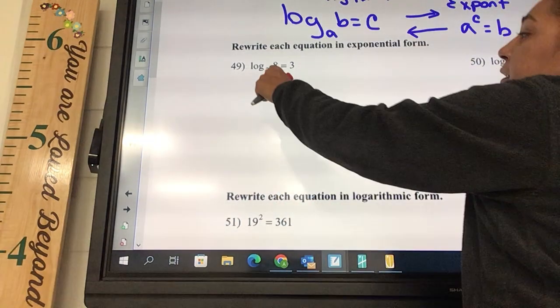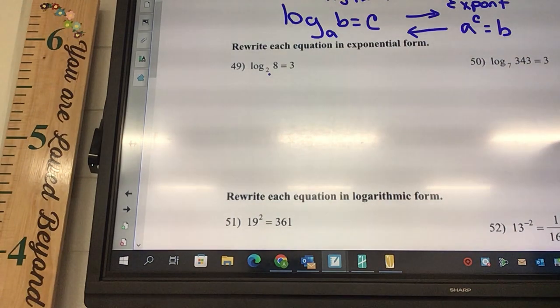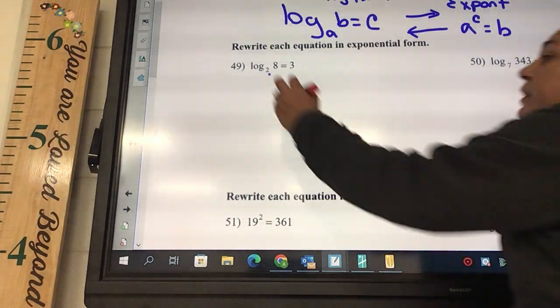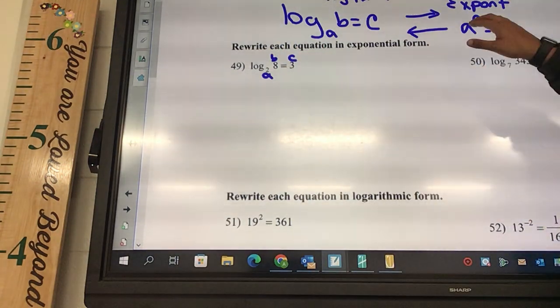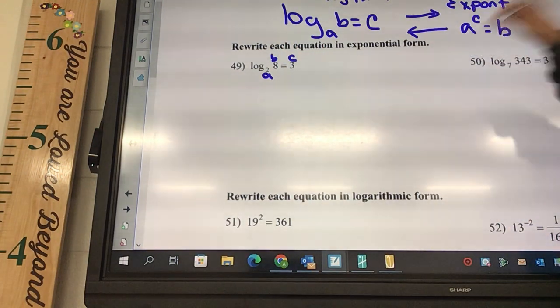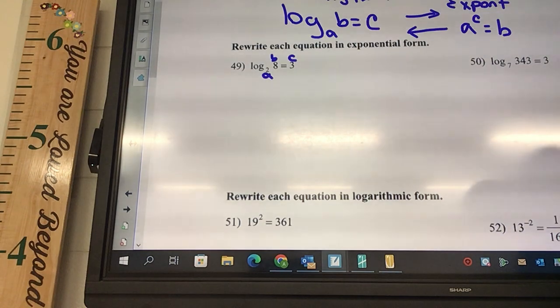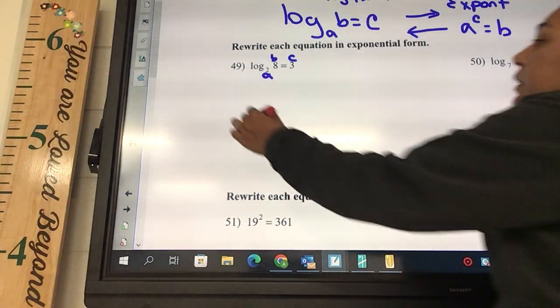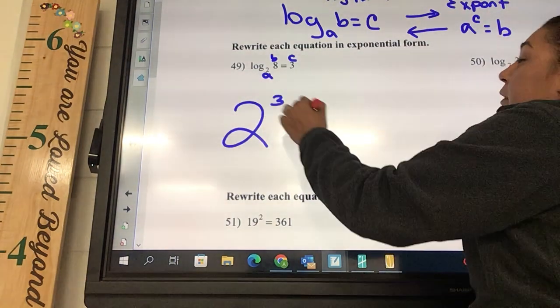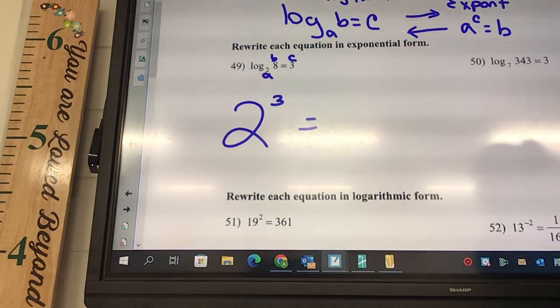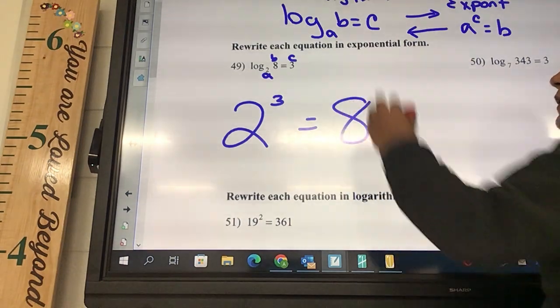So, what is the 2? Is that A, B, or C? A, right? So this is A, B, and C. We're going to write it in this form because it's telling us, so what is my A? 2. C, 3. Equals B, 8.